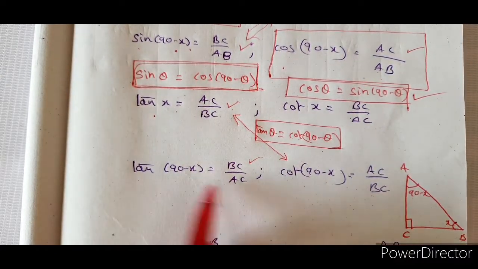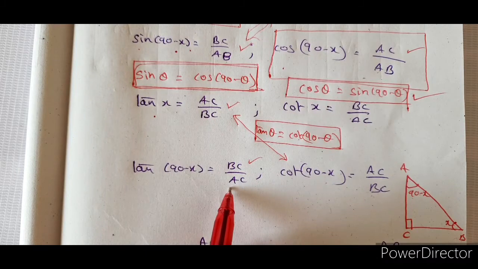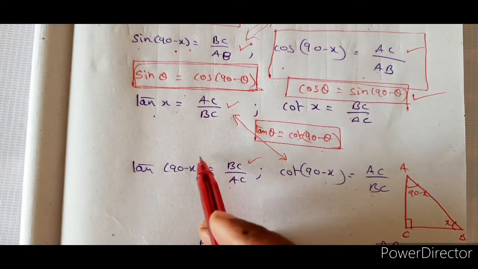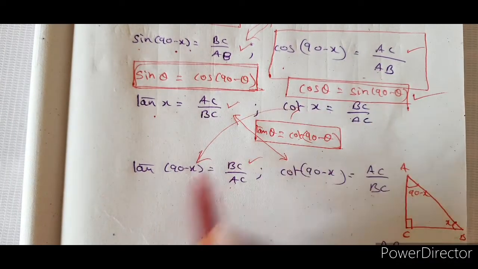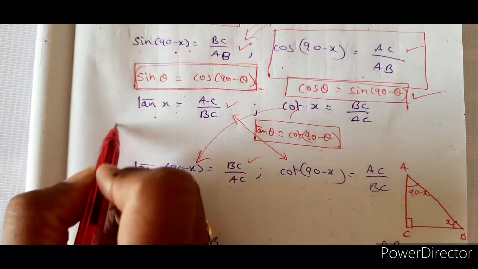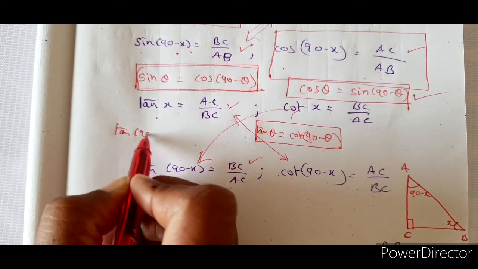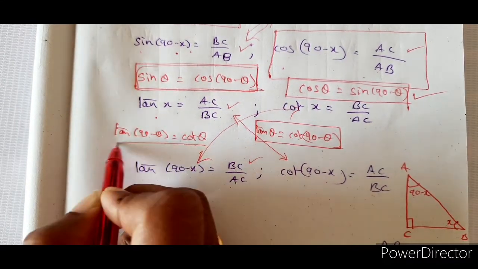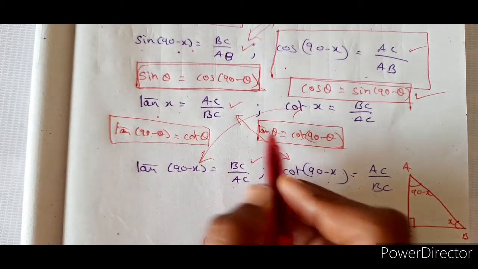Right, now observe these two. Tan 90 minus x is equal to cot x. We got BC by AC in both the cases. So this is also equal to this. So therefore can I write it like this? Tan of 90 minus theta is equal to cot theta. Beautiful relationships.